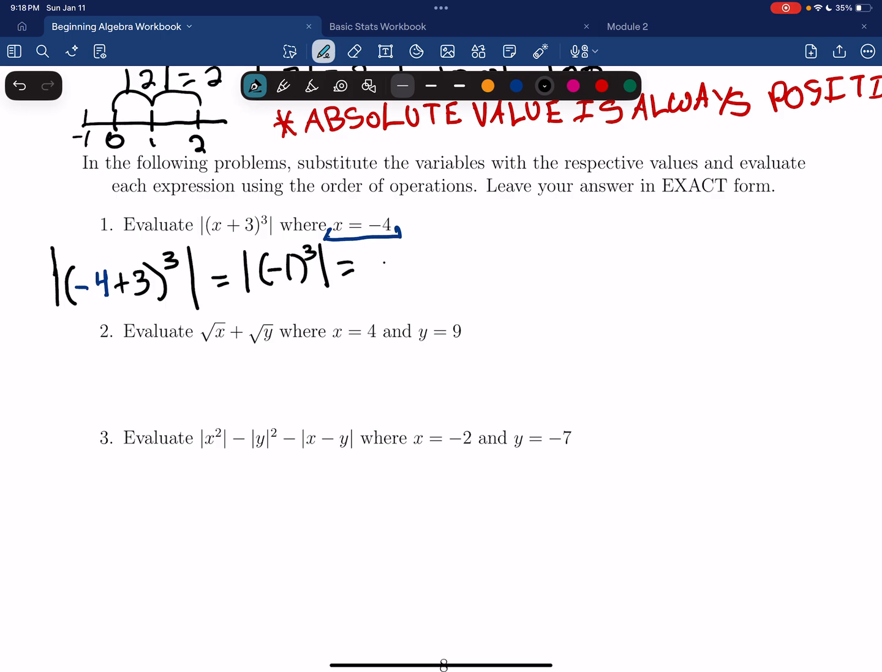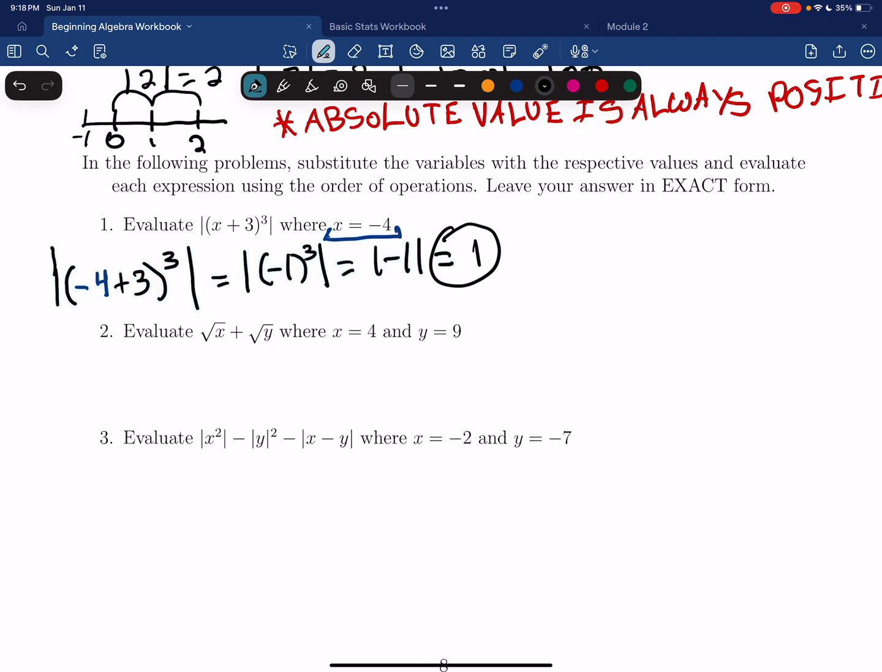Well, negative 1 cubed is just negative 1. So we have the absolute value of negative 1. And recall, the absolute value of anything is always positive. So the absolute value of -1 is just 1. And that's your final answer.